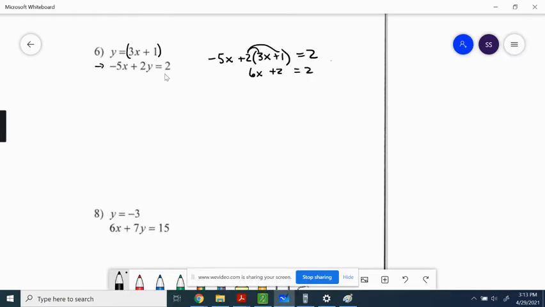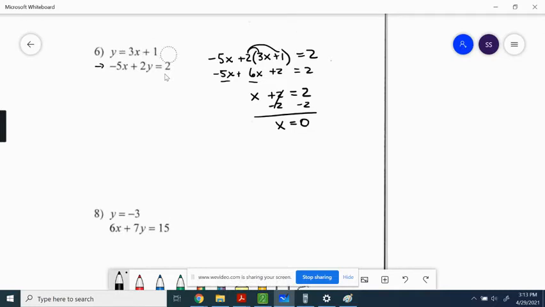Update the problem, drop everything else down. All right, again, combine like terms. Got negative 5x plus 6x, so this can be 1x plus 2 is equal to 2. And again, I want to get the x by itself, so I need to get rid of that positive 2. So I subtract 2 on both sides, and I'm left with x is equal to 0.